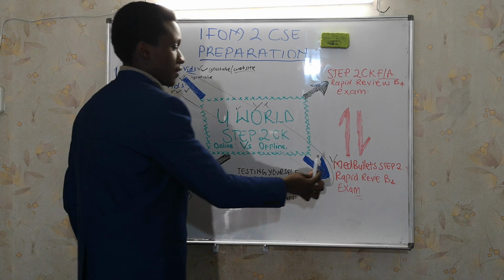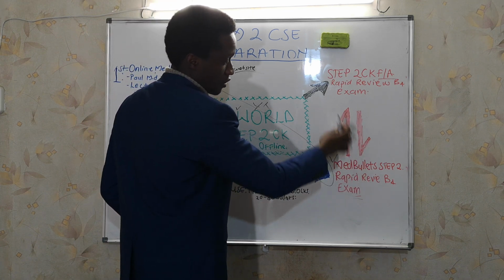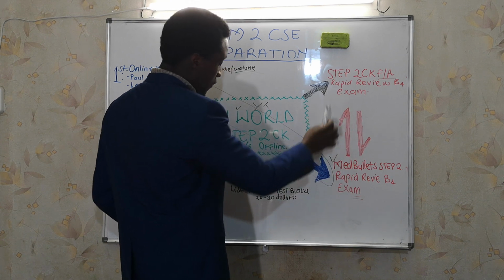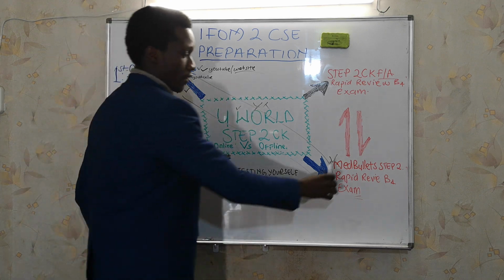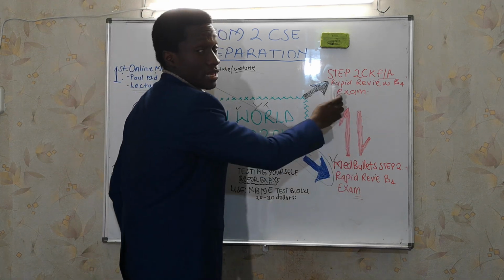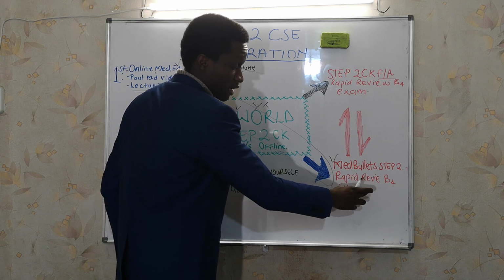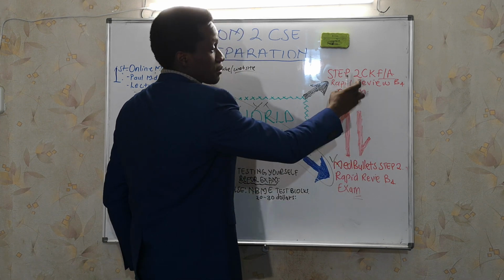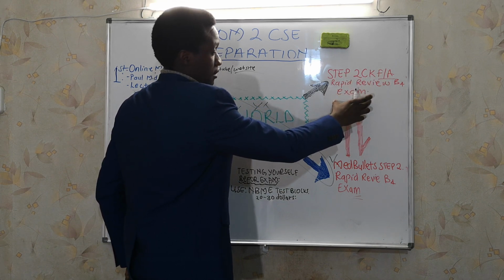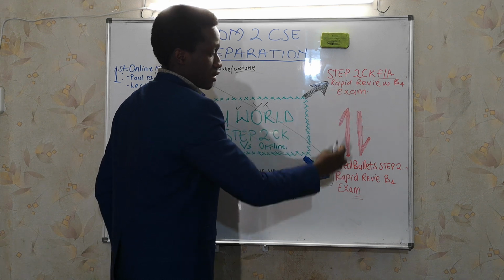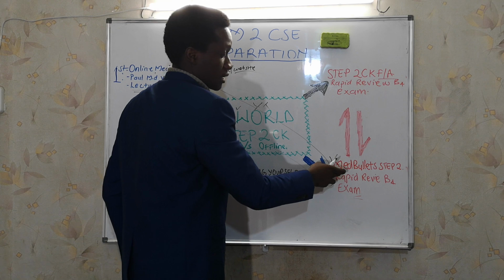Okay? And then in this section here, you can see an arrow going up and down. This means whichever way I choose, whether down or up, these two are variable. You can either use the Med Bullets Step 2 rapid review before the main exam, or the Step 2 CK First Aid rapid review book before the exam. So this is interchangeable. You can use either if you have it. But this one is free.